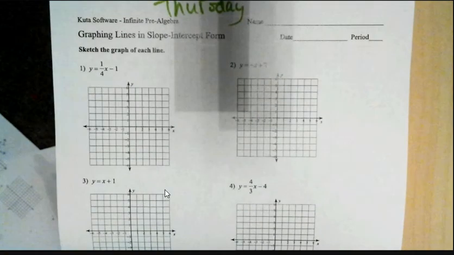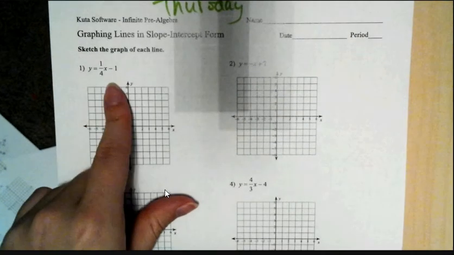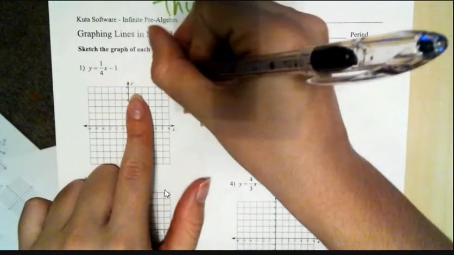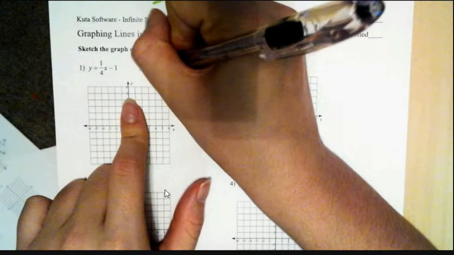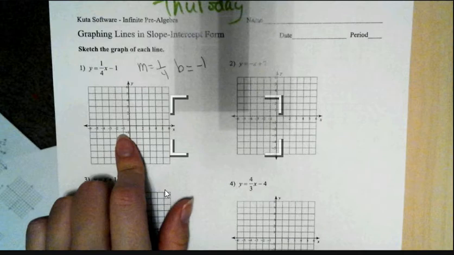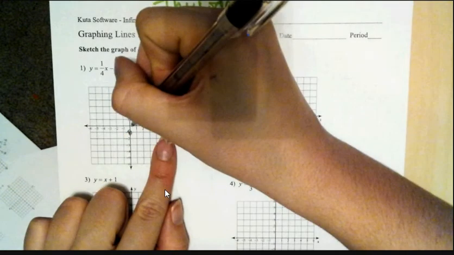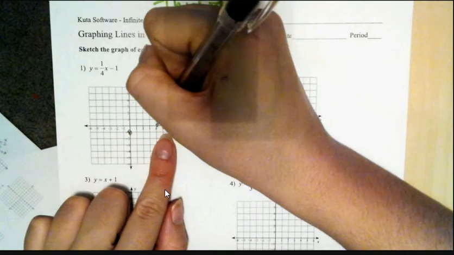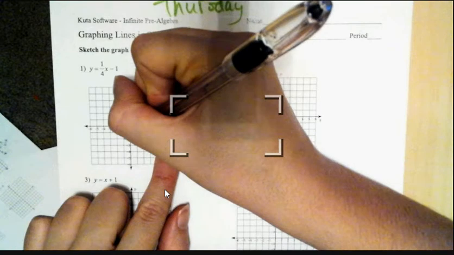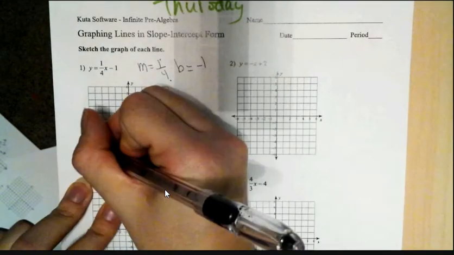Yay! So for this one, y equals 1/4 x minus 1, well, I just need to know that the slope is positive 1/4. My y-intercept is negative 1. I start at negative 1, and my rise is 1. My run is 4. So I go up 1 over 1, 2, 3, 4. Down 1, 1, 2, 3, 4. Connect the points, and I'm good to go.